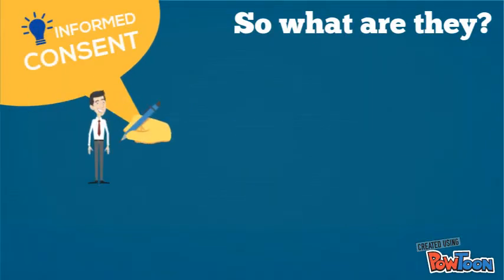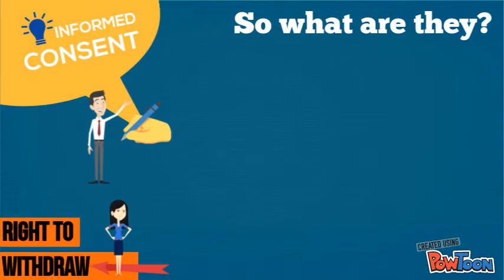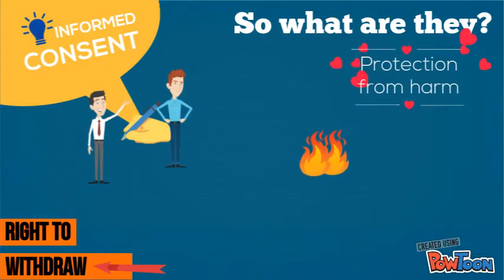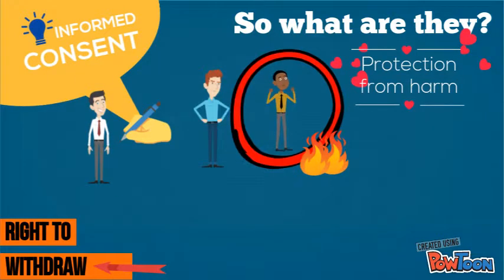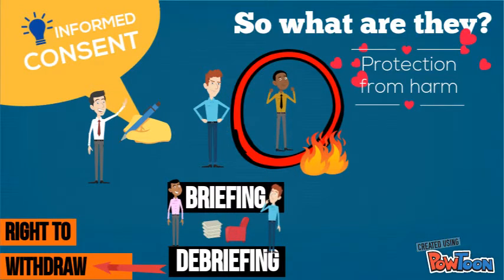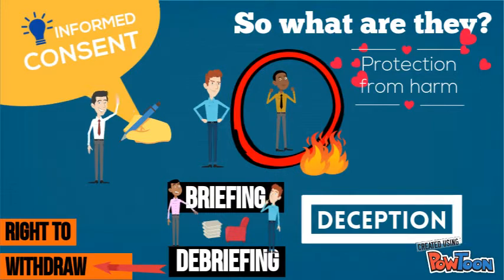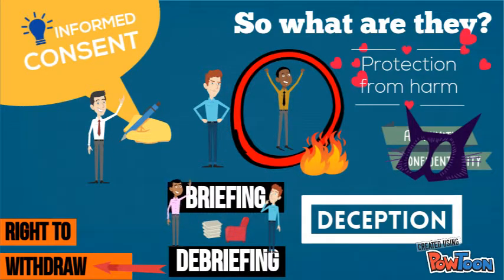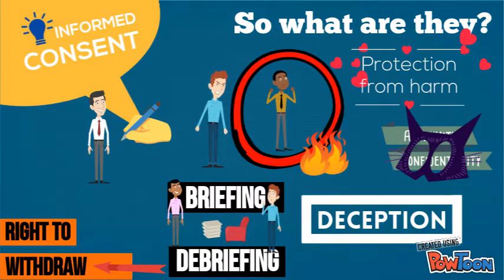Informed consent is where you get people to sign to take part in your study. We've got right to withdraw, where people should be allowed to withdraw at any time. We've got protection from harm, where you should protect your participants from mental and physical harm. We also have briefing and debriefing, where you need to tell them exactly what happens beforehand and debrief them afterwards. We've got deception, where you shouldn't tell them any fake things or any lies. Anonymity and confidentiality, where you should keep the participants and their information confidential and away from everybody else.